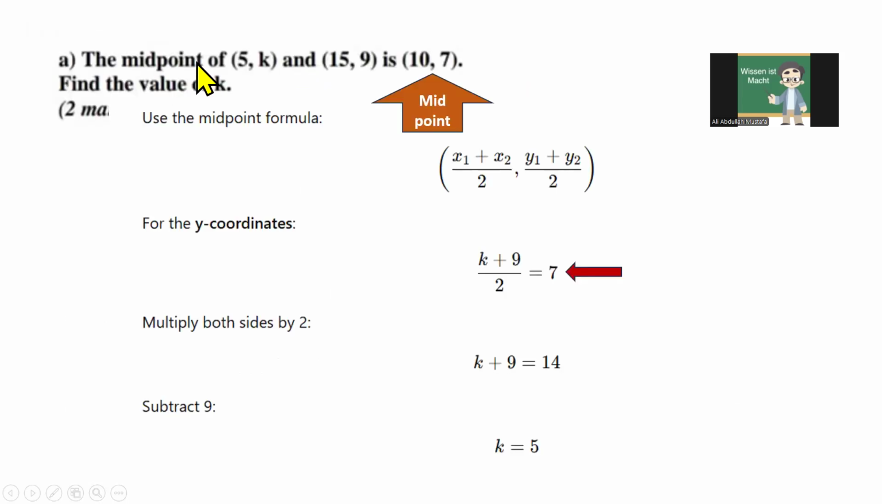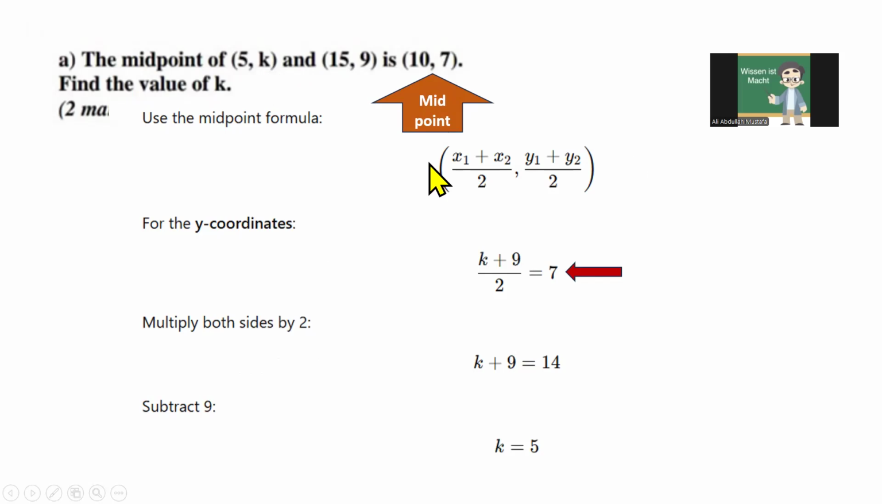Now, this is the midpoint of (5, k) and (15, 9). The midpoint is (10, 7). If I am pointing to that with the red arrow, (10, 7) is the midpoint, okay? This is x for the midpoint, and this is y of the midpoint. This is x and y, and this is y, okay? And for the midpoint of these 2 points, I want you to find k.